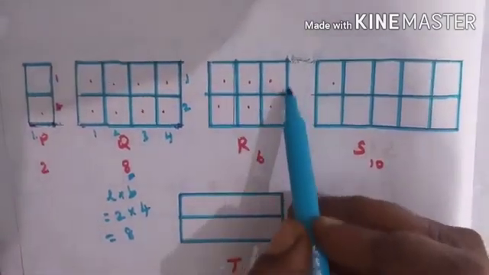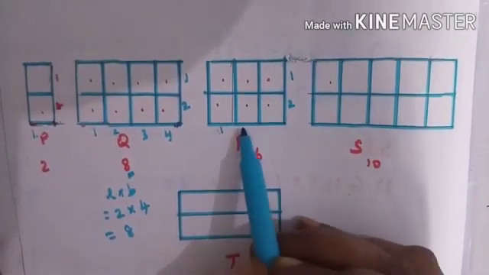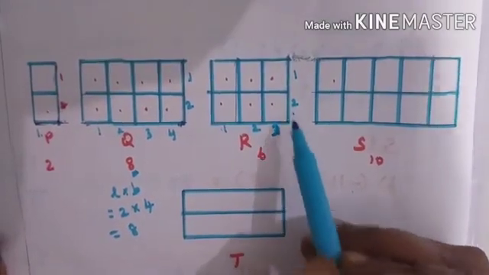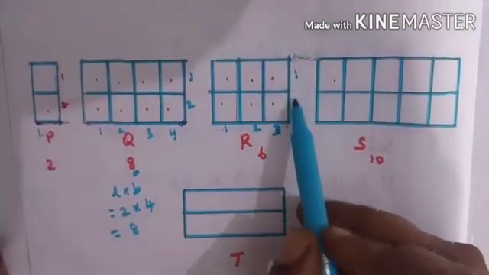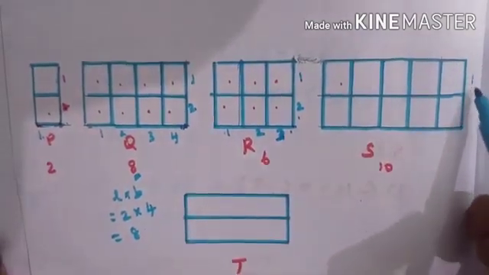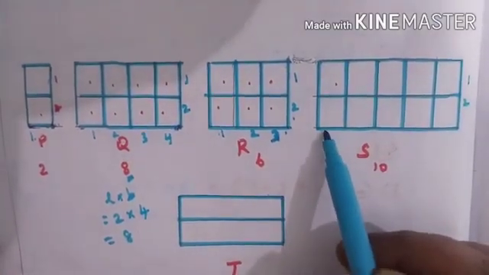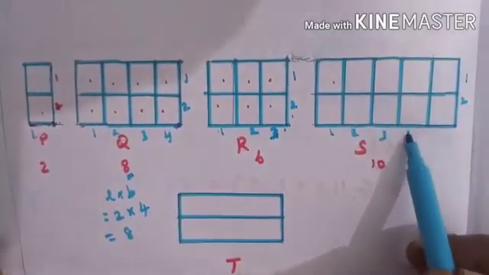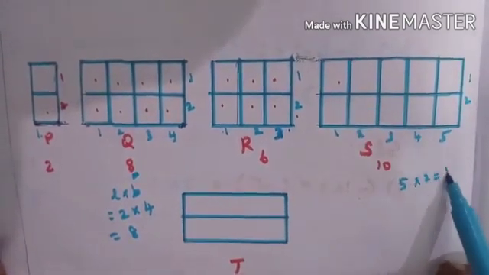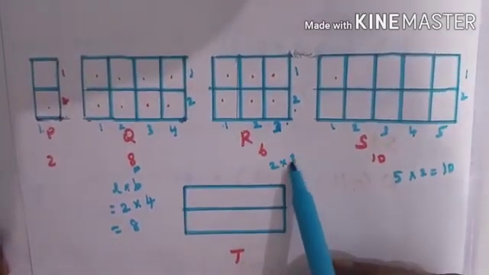Now you see, along the breadth how many squares? 1, 2. Along the length 1, 2, 3. Therefore you see here 3 into 2. So along the length 3, along the breadth 2. 3 2s are 6. And here you see along the breadth 1, 2. Along the length 1, 2, 3, 4 and 5. Therefore 5 into 2 equal to 10 squares we are having. So here 2 into 3 equal to 6.